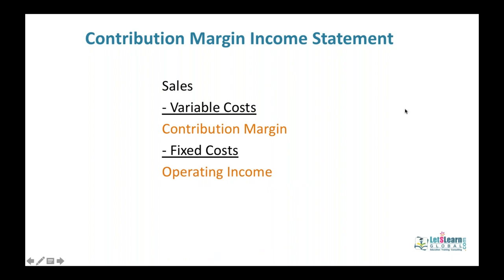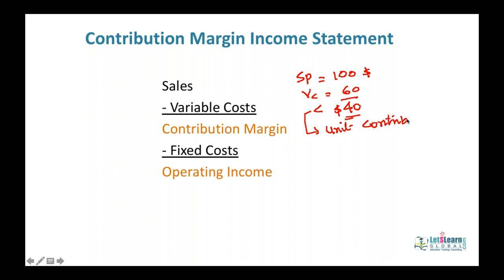Contribution margin can also be expressed per unit or as a percentage. Like here, the selling price per unit is $100. Variable cost per unit is, say, $60. So your contribution per unit is $40. This is called unit contribution. So every unit will give us a contribution of $40.